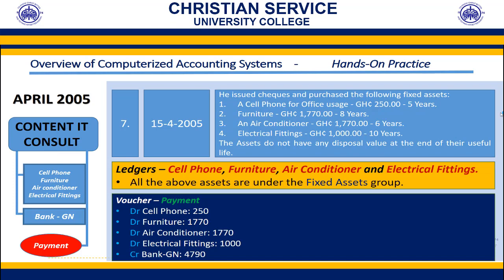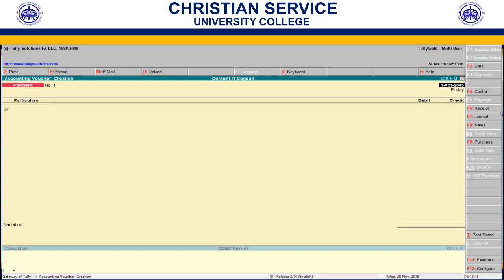We go on to the 7th, which says he issued checks to purchase the following assets, and these are all fixed assets, as you can see. A cell phone, furniture, an air conditioner, and some electrical fittings were done as fixed assets also. We create ledgers for these, and we will learn how to create multiple ledgers so that we can do them all at once. And then we debit our various ledgers and credit our bank, because this was done with a check, meaning that he paid from the bank. Let's go to the Tally to achieve what we have just mentioned.